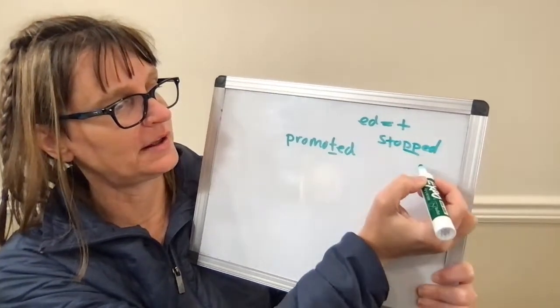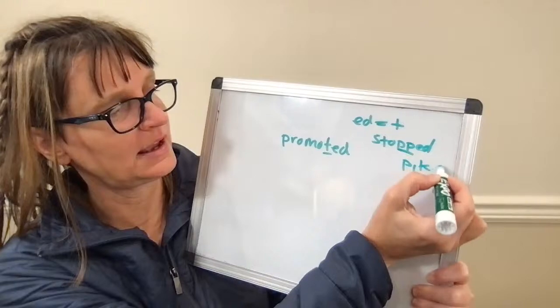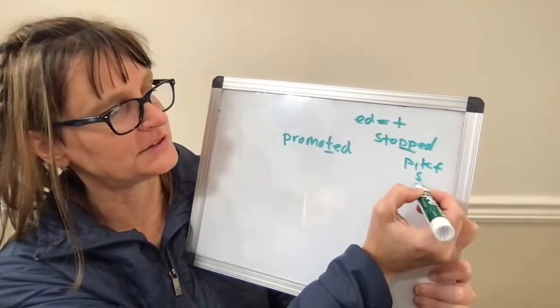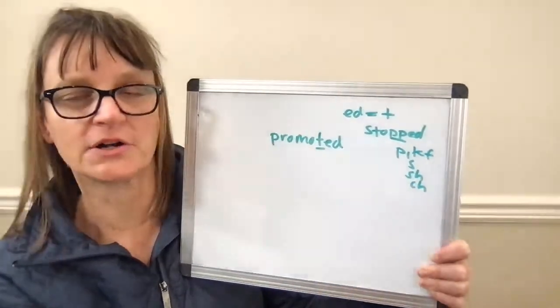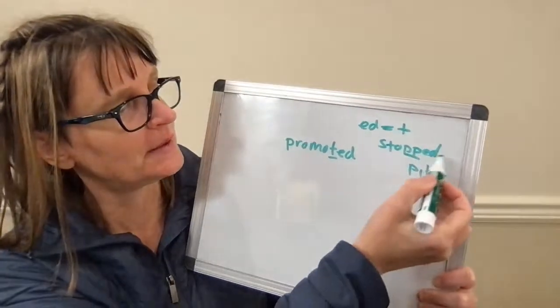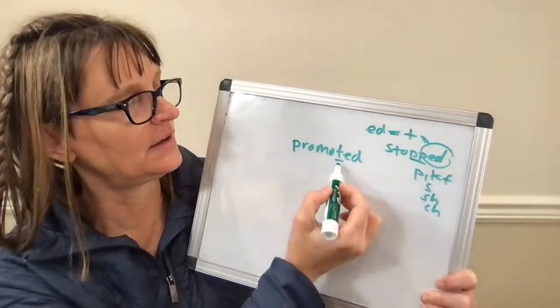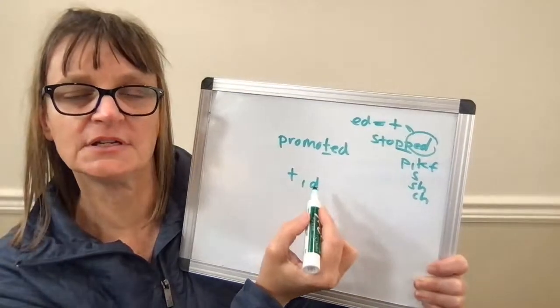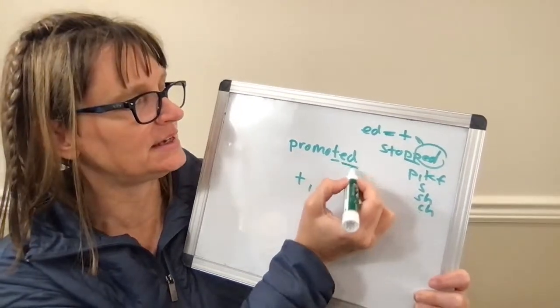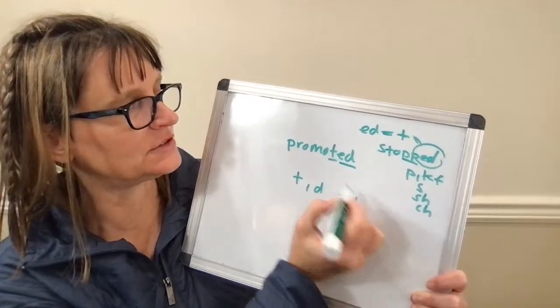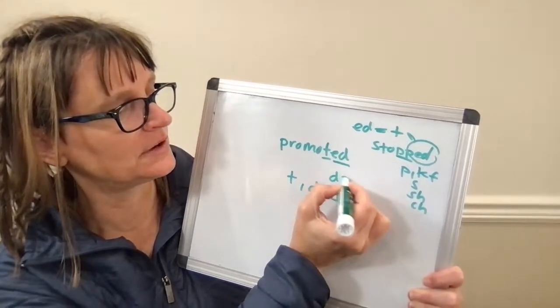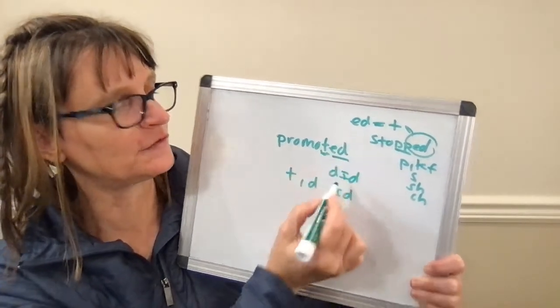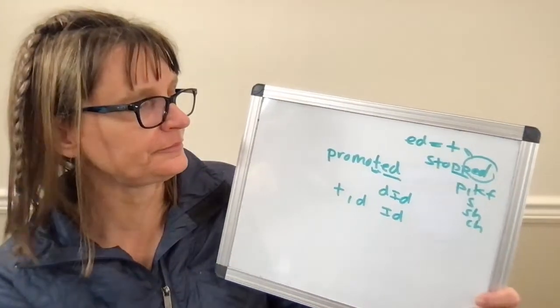When my word ends with a P, K, F, S, SH, or CH, like watched or washed, then my ED says T. If my word ends with a T or a D, like wanted or needed, then my ED sounds like id. So in promoted, you're going to have this T becoming a flap, promoted.